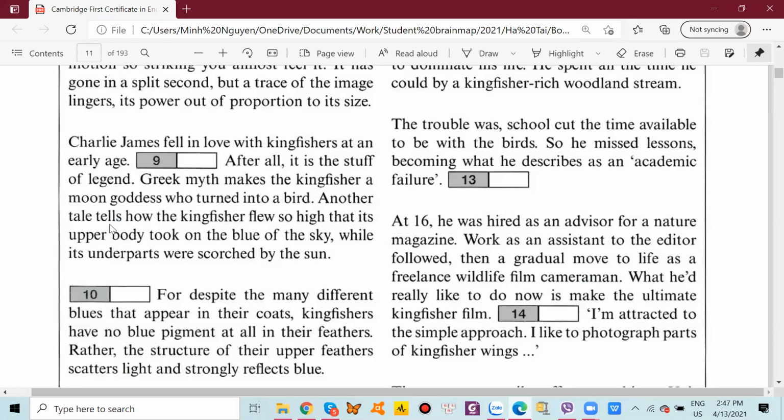Another telltales, or another tell what? Inform, like that. In other words, notify. Well, notify is so hard. Notify is like somebody sends you a message and the phone notifies you. Or you drive your car, and the traffic light notifies you to stop because the red light is on. That is notify. How about inform, or you can use the word like indicate.